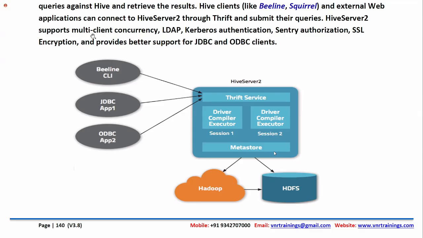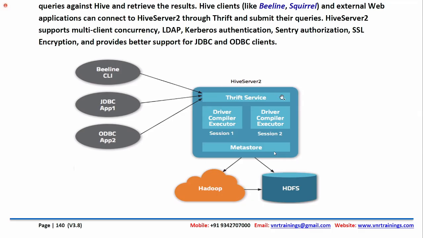Hive server 2 supports multi-client concurrency, LDAP, Kerberos authentication, Sentry authorization, SSL encryption, and provides better support for JDBC and ODBC clients. Multi-client concurrency means multiple people can connect to Hive server 2 at a time. Second, it supports LDAP and Kerberos authentication, which means complete security. Without a valid user ID and password, you cannot connect to Hive server 2.